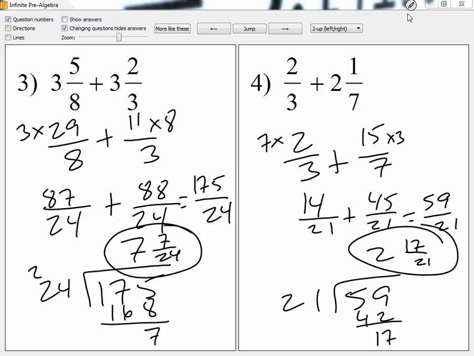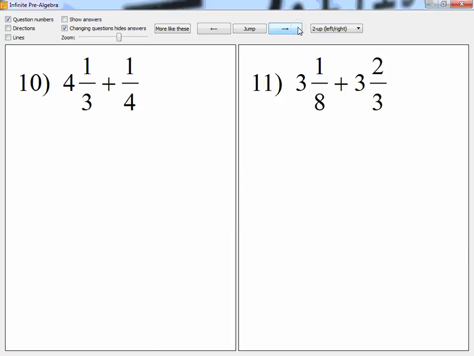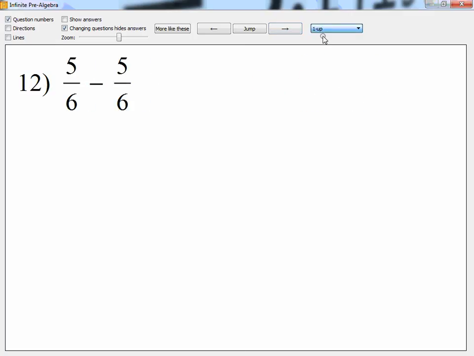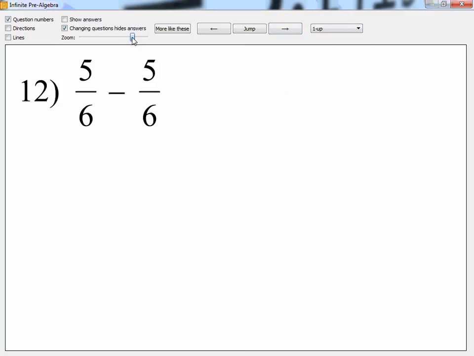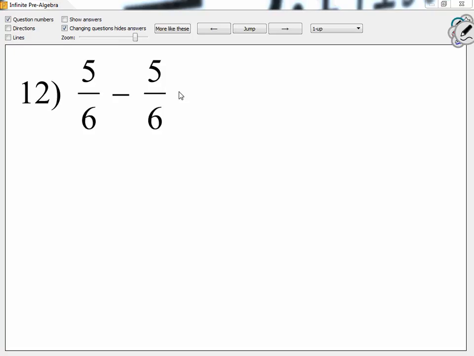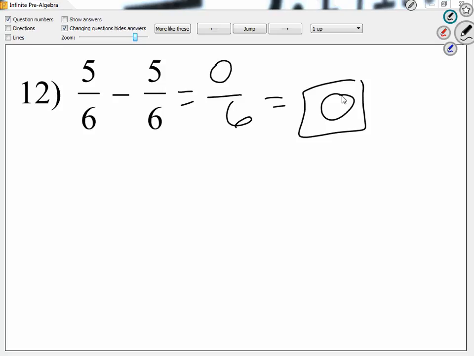Alright, any questions? 12? Alright, let's take a look at number 12. The denominator is the same, so that's cool. We're going to just copy the 6. For the top, how much is 5 minus 5? 0. When we have a 0 on the top, 0 divided by anything is 0. Alright, any other questions?